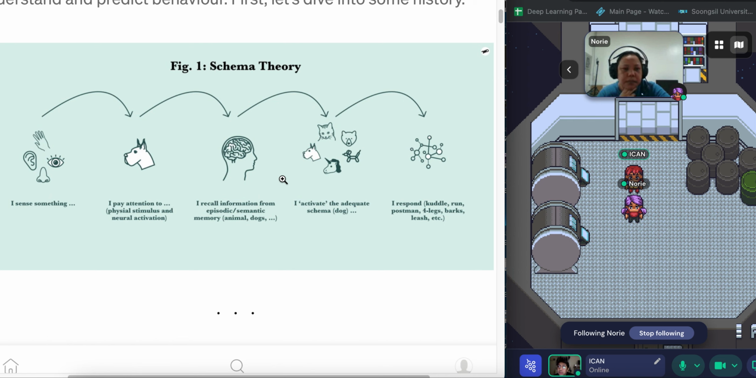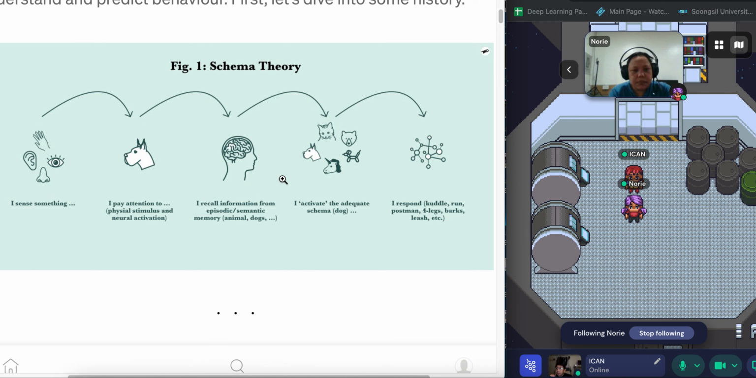Schema theory works this way. A student, or a person, will sense something using the five senses, right? And upon doing that, they will, of course, pay attention to that. They will use their organs to check or to receive that information. So, if they see an animal, you will look at it, or if you hear a sound, then you will pay attention by listening to that sound.